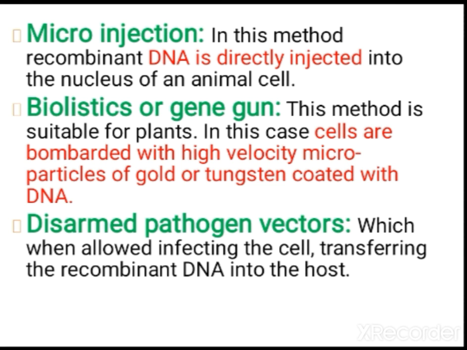The next is disarmed pathogen vectors. In this method, we make the pathogen infect the cell, but we disarm it so that it won't be able to cause any disease. Without causing any disease, it is allowed to infect the cell. That you call disarmed pathogen vectors.